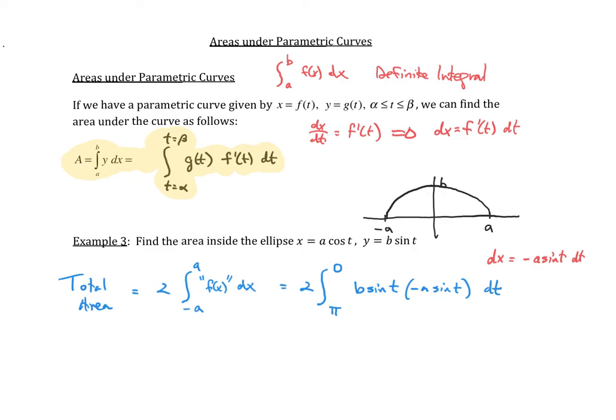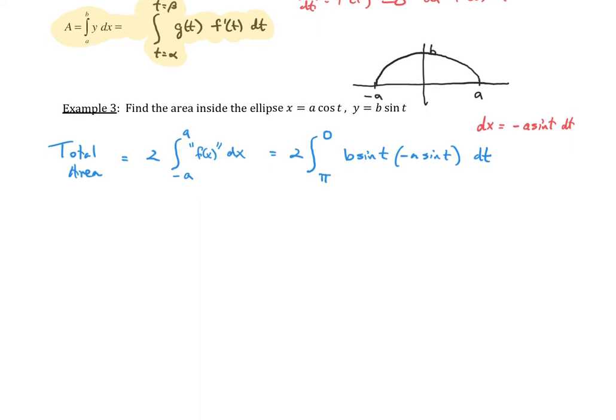Okay, so we see here that we have a few constants that we could factor out. Namely, I have a negative a and I have a b. So I'm going to pull each of those things out of my integrand, and this is equal to negative 2ab times the integral from pi to 0 of sine squared t dt.